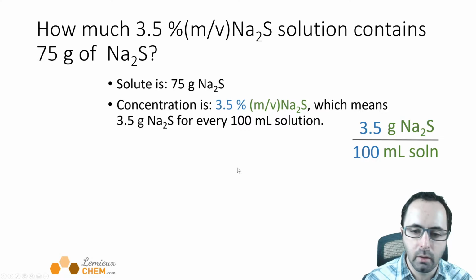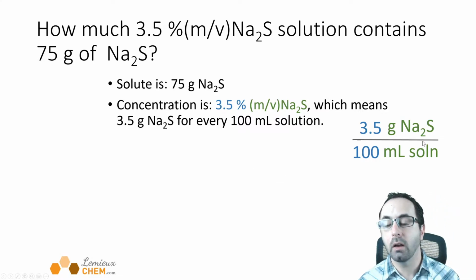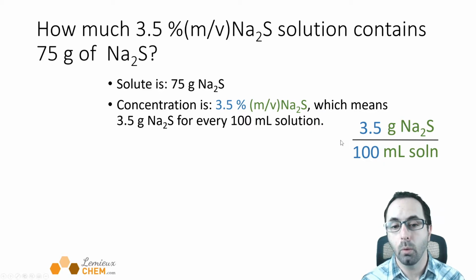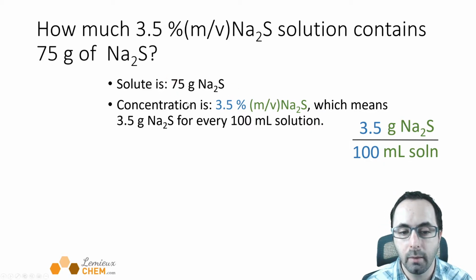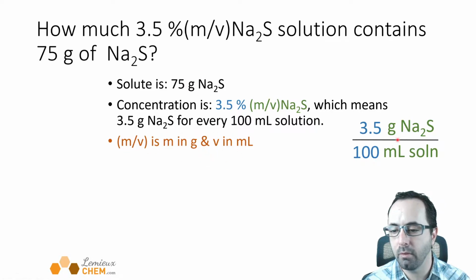Okay, so now we have our conversion factor. Now we just have to figure out how we're going to use it. We're going to start by writing out our data, 75 grams of sodium sulfide. And I used this just now: m is grams, volume is milliliters.